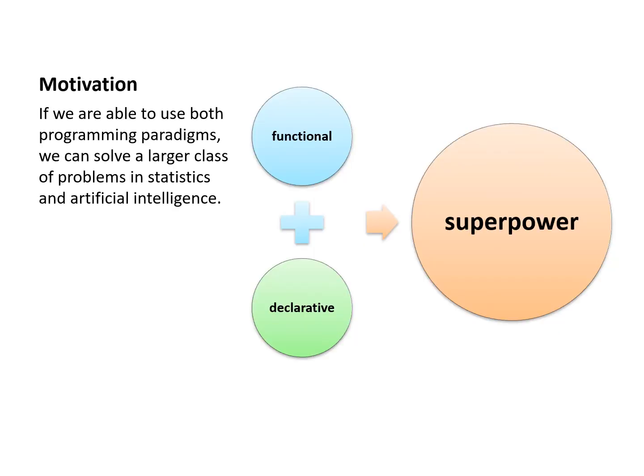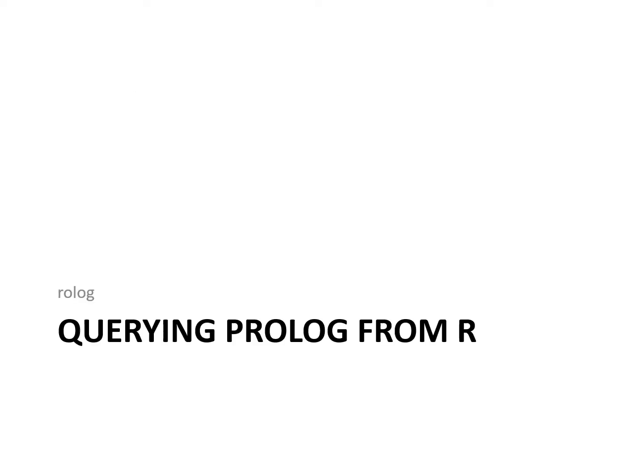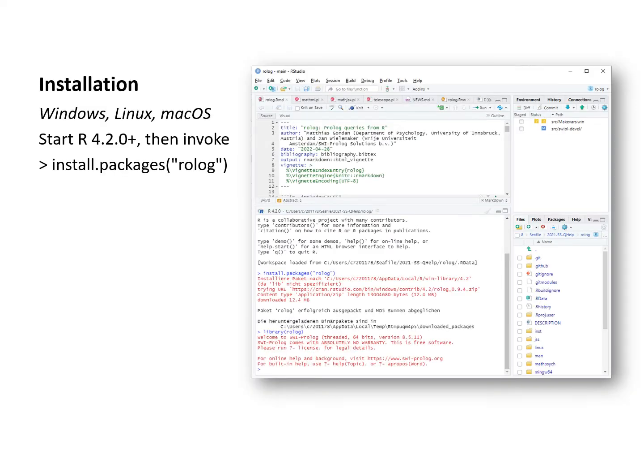The motivation of rolog is to connect R and Prolog to solve a larger class of problems in statistics and artificial intelligence. Because the programming paradigms are so different, I anticipate that we gain a lot by combining them. So let's look at a few examples.